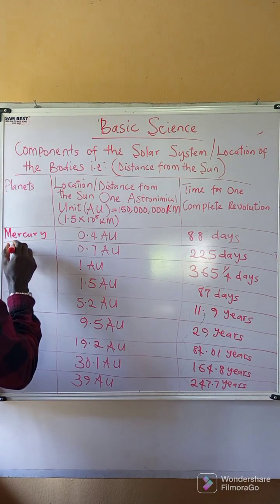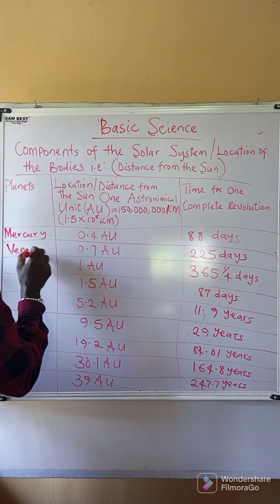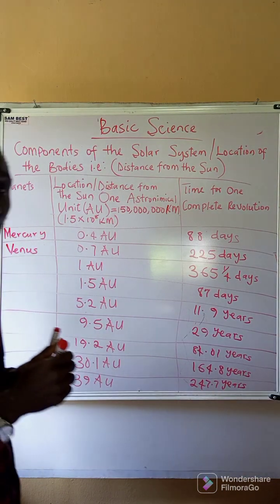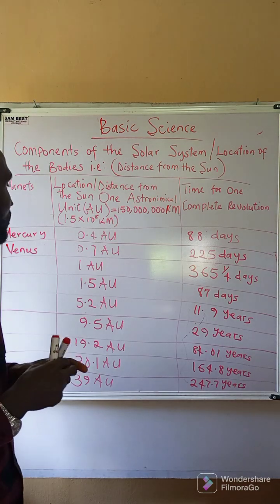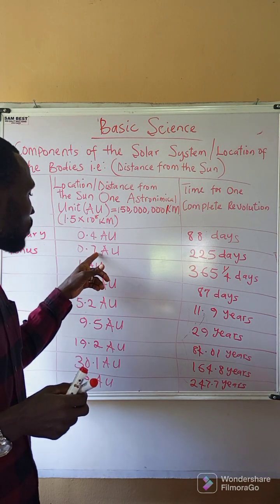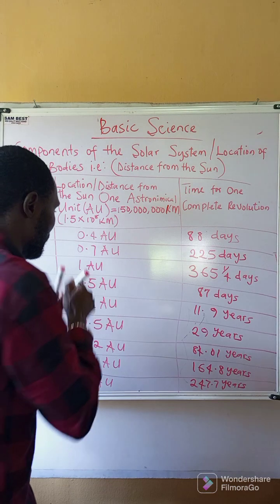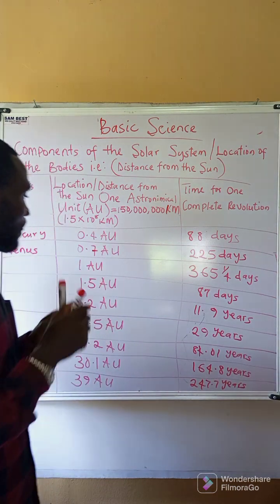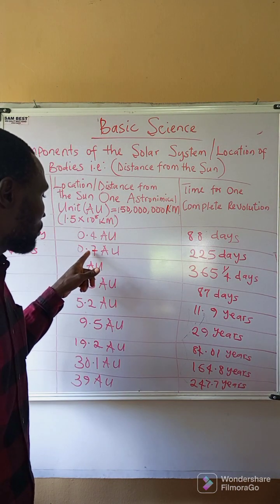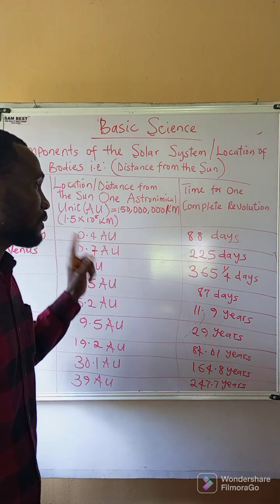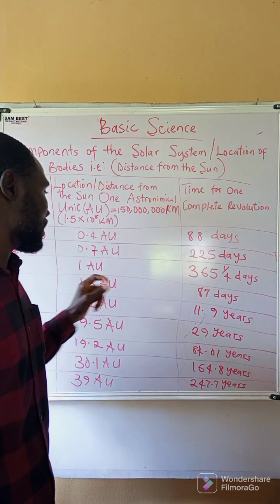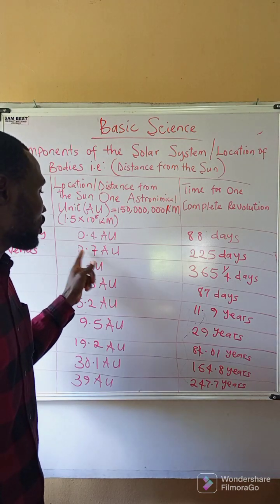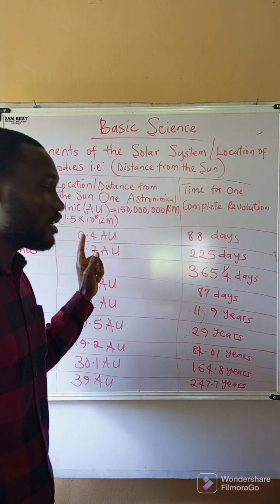Then the second one is what? After Mercury, we have Venus, if you remember from our last week's lesson, right? Venus. And its distance from the sun is 0.7, rather. This is 7, okay? Its distance from the sun is 0.7 AU. Don't forget, AU means astronomical unit.